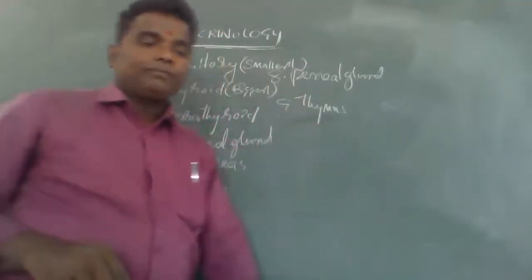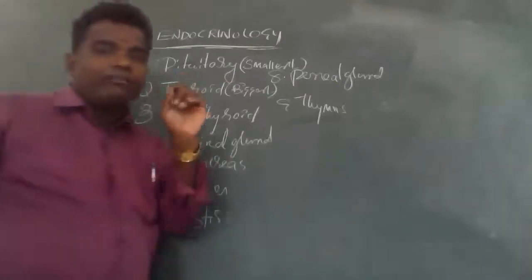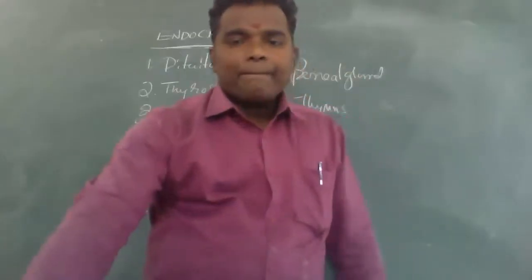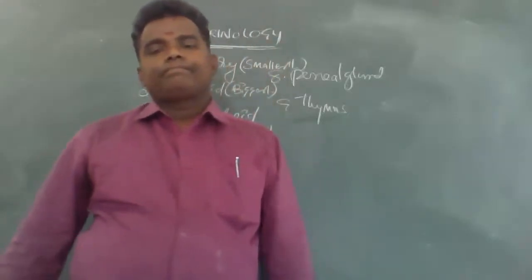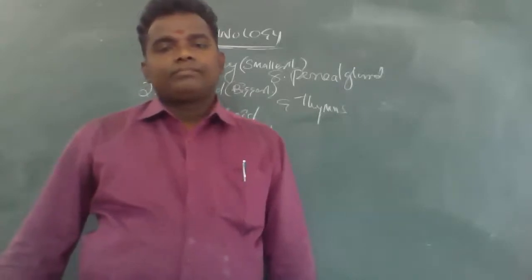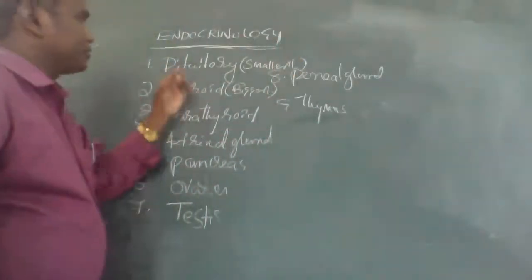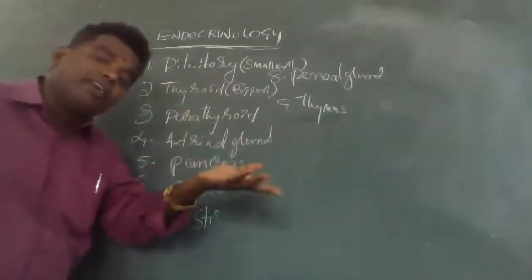Now, what is the smallest gland? Come on, tell me. Which is the smallest gland? Pituitary gland. Very good, Sushmita. Pituitary gland is the smallest gland. Biggest endocrine gland, thyroid gland. Biggest gland, liver. Remember this.